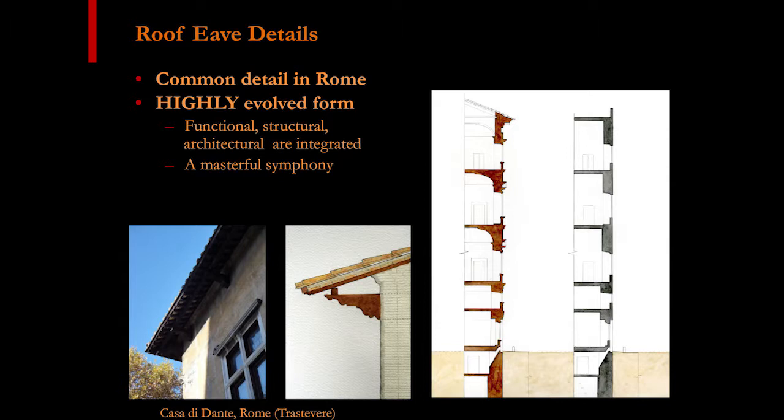This is Casa di Dante in the Trastevere neighborhood of Rome, and this is a section of the same detail. So what you're seeing here, essentially, these are the attic floor beams or the bottom chord of attic roof truss that project out here and here.